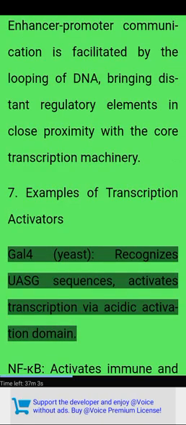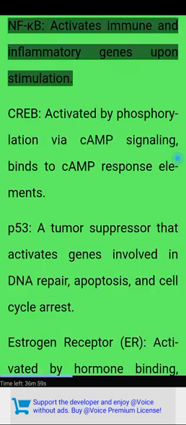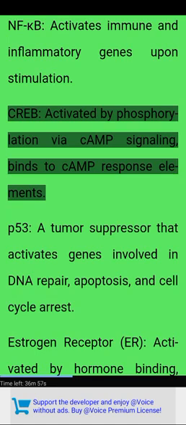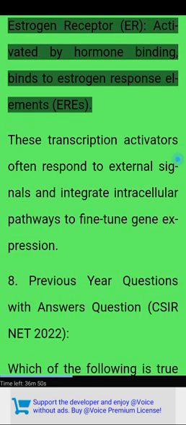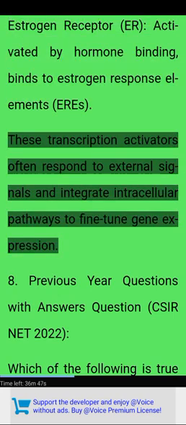7. Examples of transcription activators. GAL4 in yeast recognizes UASG sequences and activates transcription via an acidic activation domain. NF-kappa B activates immune and inflammatory genes upon stimulation. CREB, activated by phosphorylation via cAMP signaling, binds to cAMP response elements. p53, a tumor suppressor, activates genes involved in DNA repair, apoptosis, and cell cycle arrest. Estrogen receptor (ER), activated by hormone binding, binds to estrogen response elements (EREs). These transcription activators often respond to external signals and integrate intracellular pathways to fine-tune gene expression.